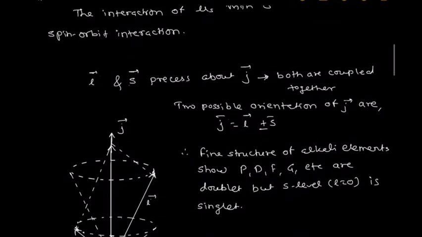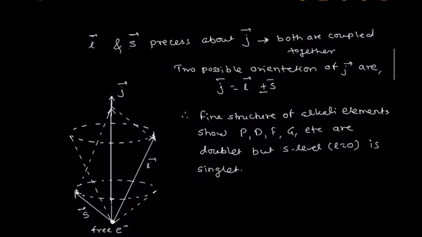Here the result of spin orbit interaction shows the doublet fine structure in case of the alkali elements. It shows that P, D, F, G all states are doublet, but the S level or S state, that means L equal to 0, is the singlet state. This is the free electron, how both motions are coupled together and their result is along the vector J, that is shown here.